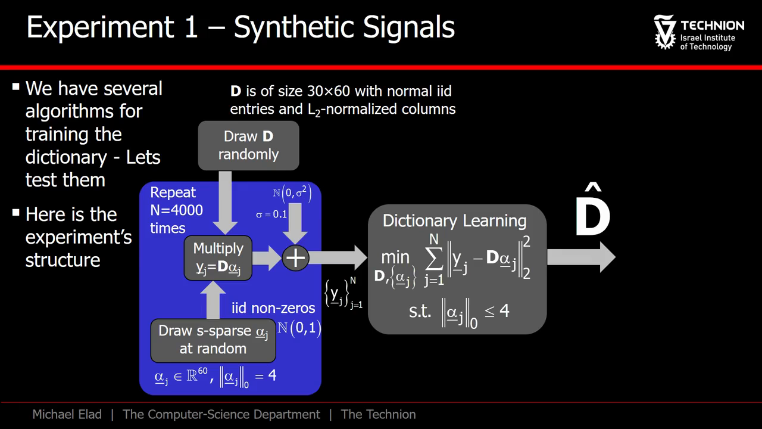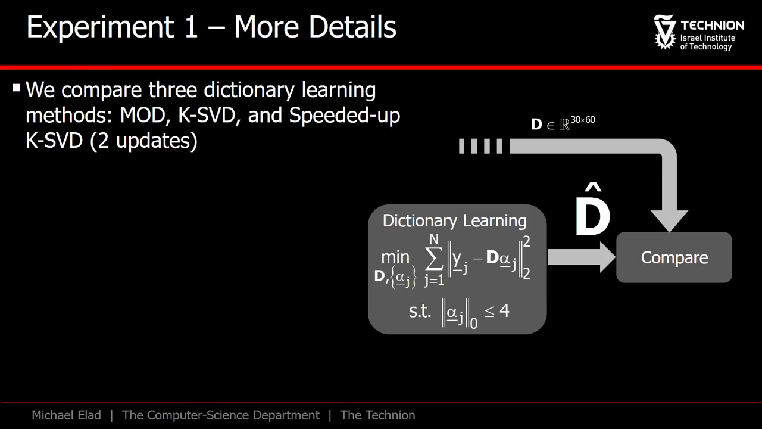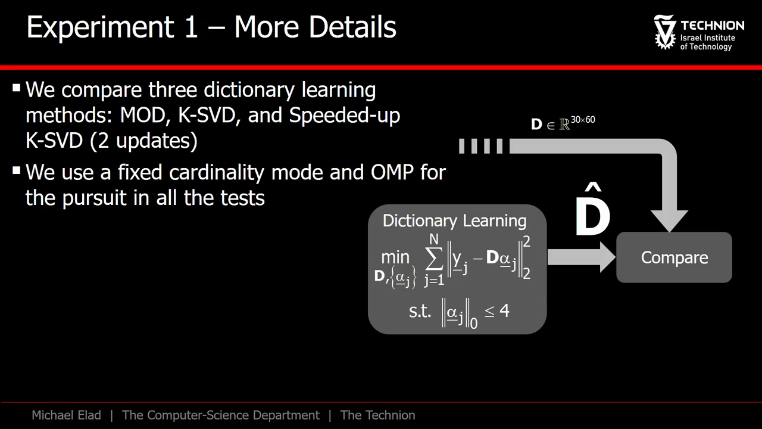The training makes use of the knowledge that the cardinality of the representations is 4, and the resulting estimated D hat is then compared to the original one. We explore the behavior of the MOD, the KSVD, and the speeded up version of them. In the sparse coding stage, we use the OMP, forcing each representation to have 4 non-zeros.